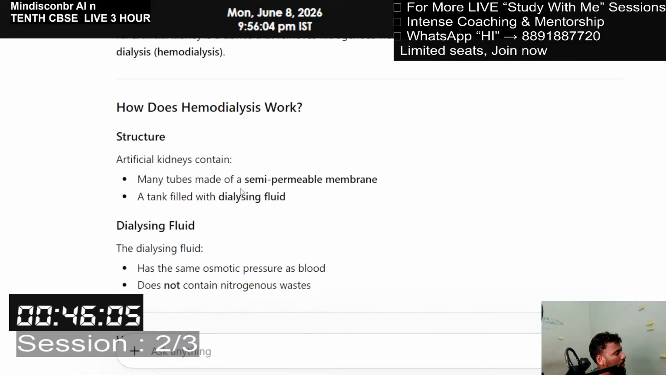How does hemodialysis work? The structure: artificial kidneys contain many tubes made of a semi-permeable membrane, and a tank filled with dialysing fluid. The dialysing fluid has the same osmotic pressure as blood and does not contain nitrogenous wastes.